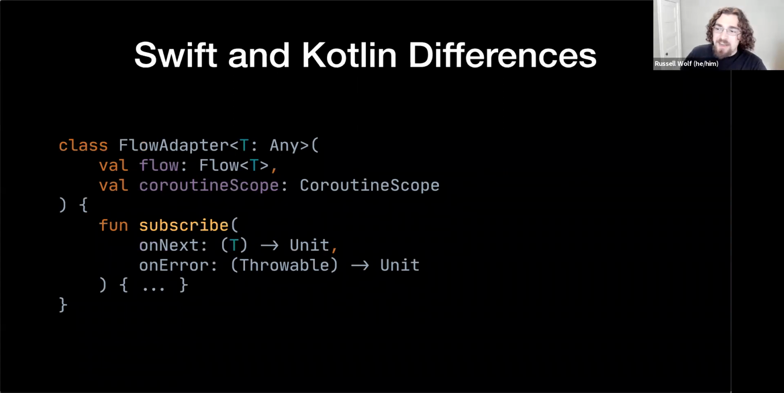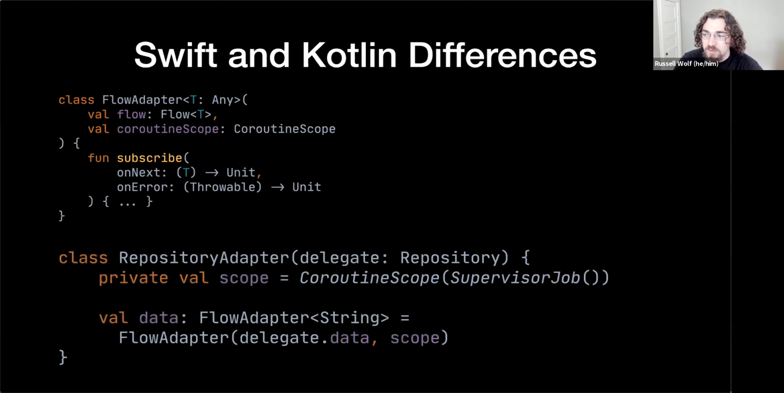What you can do to ease this is write an adapter class to hold the generic, hold the coroutine scope, and give you a subscribe where you can pass callbacks down into it. And then you can wrap your repository in something that exposes that adapter instead of exposing the flow directly.